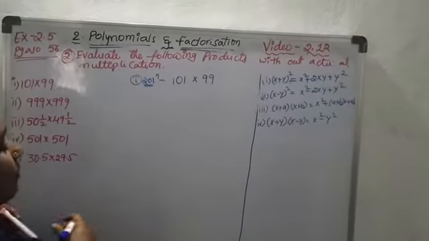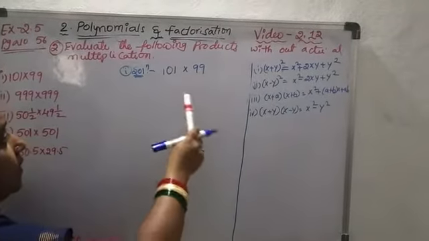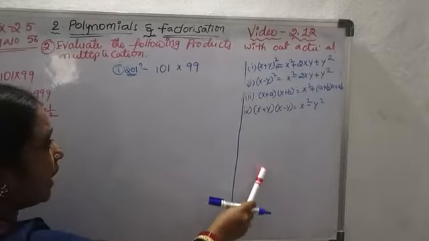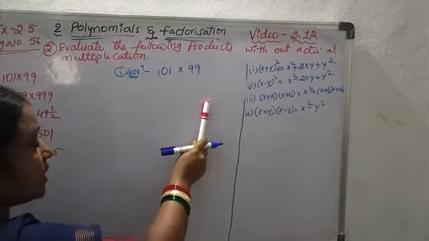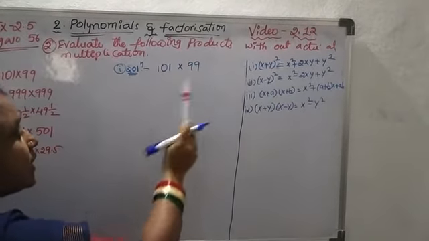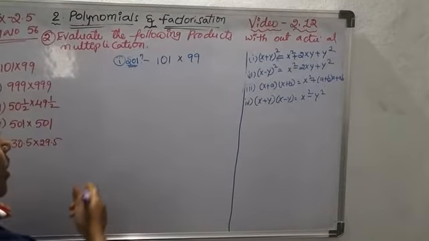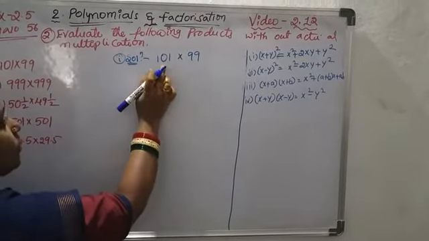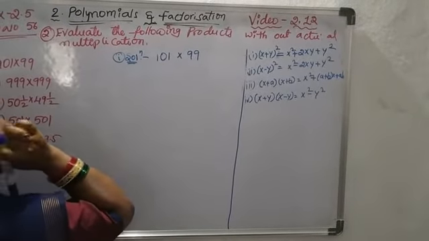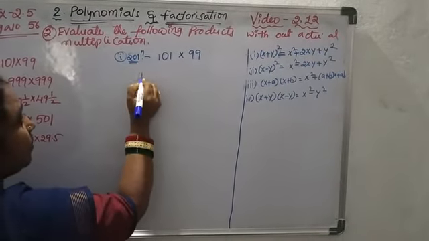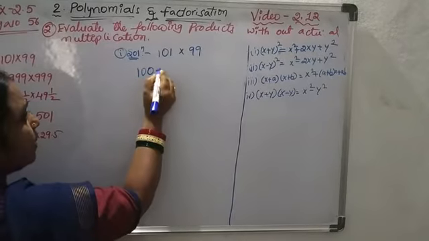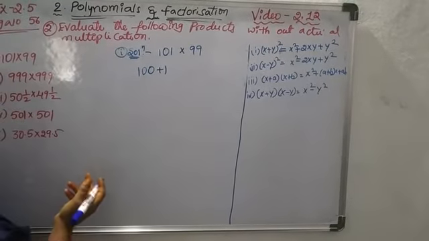Okay children, whenever we can divide these two terms in the form of like this, we are getting the first terms in the two brackets the same and the second terms also the same, to get these formulas. So for that I have to write 101 into 99. 101 I can express like this: 100 plus 1 is 101. The value does not change.